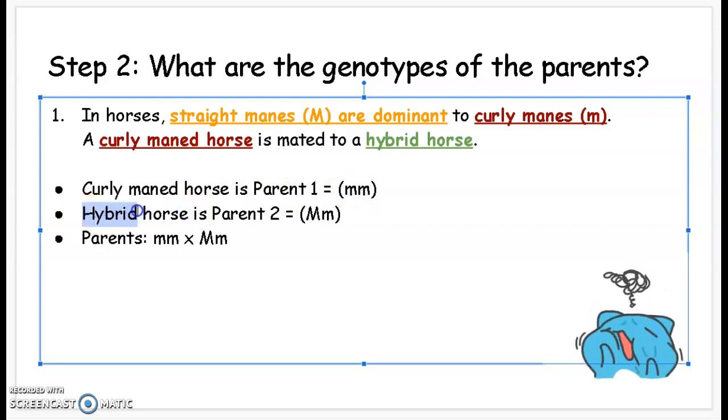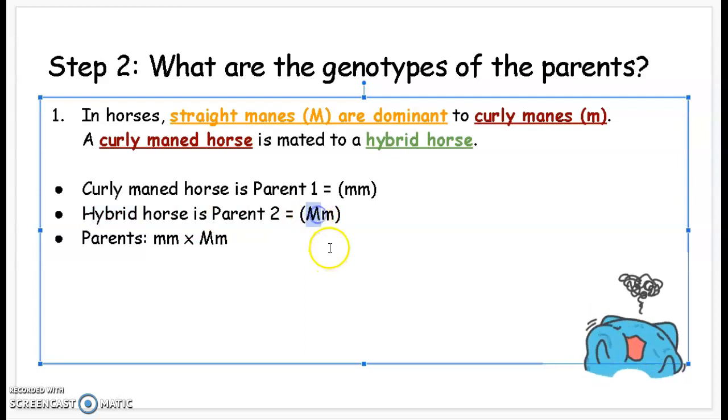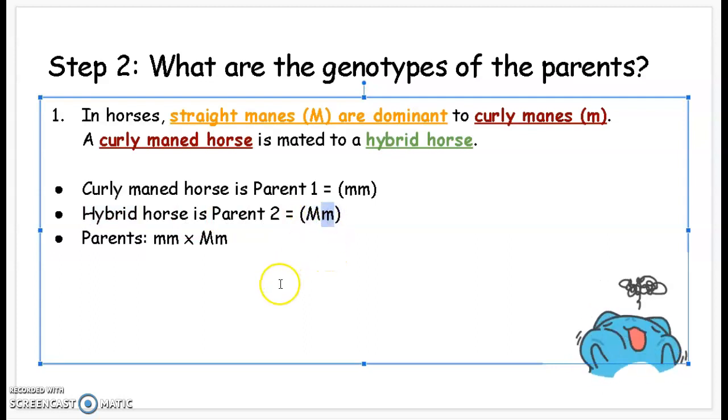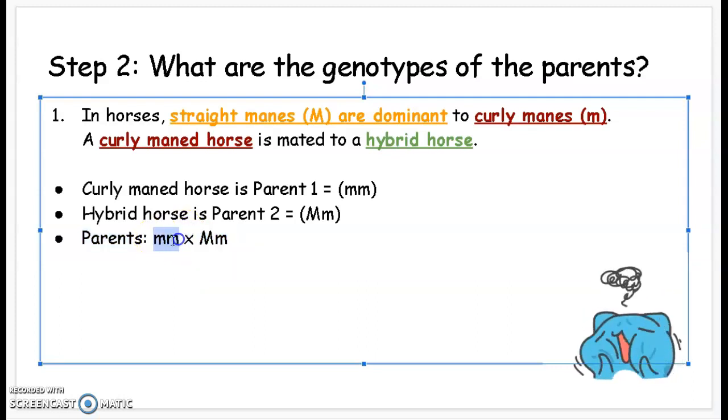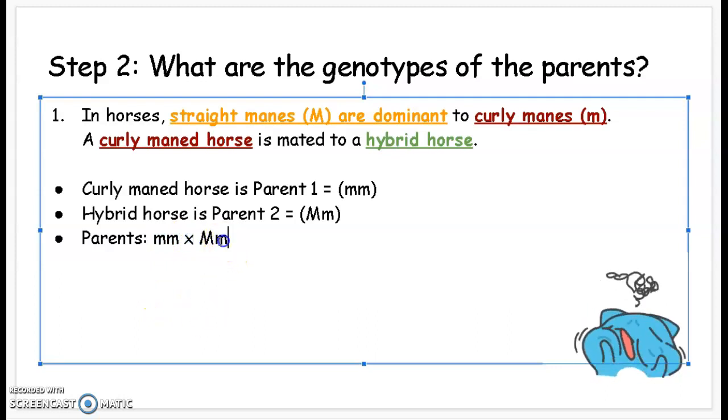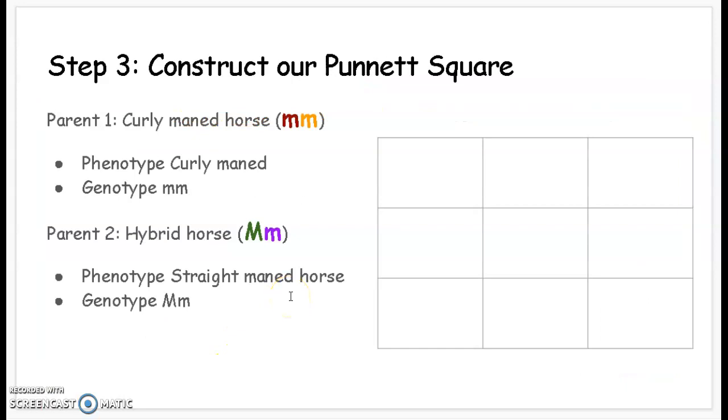Hybrid, that is the giveaway. A hybrid horse: one capital M, one lowercase m. And so, right there, we know what the parents are. Curly maned horse mates with hybrid horse. That is step 2.